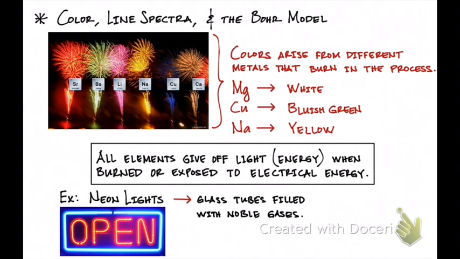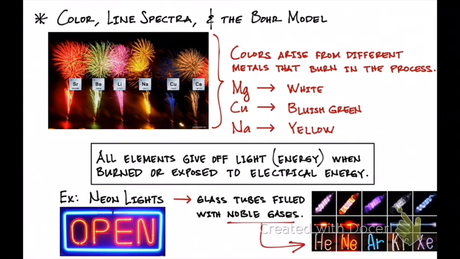And noble gases are the elements in the periodic table on the far right-hand side. So you have helium, neon, argon, krypton, and xenon. So essentially, neon lights are examples of the cathode ray tubes that you learned in a previous chapter. So when you fill a glass tube with one of these gases and then expose them to an electrical source, they light up.